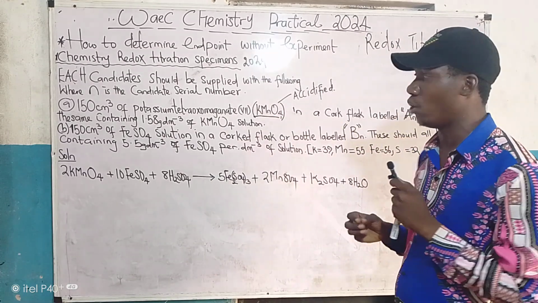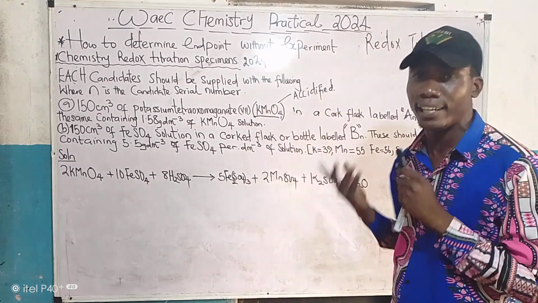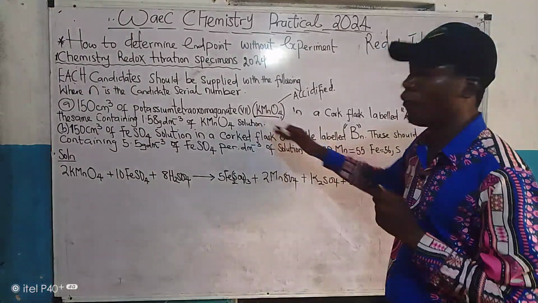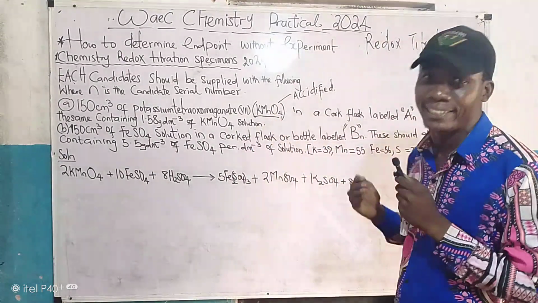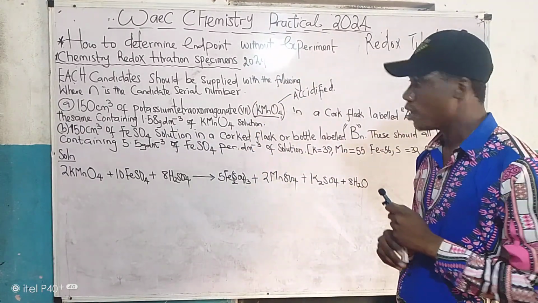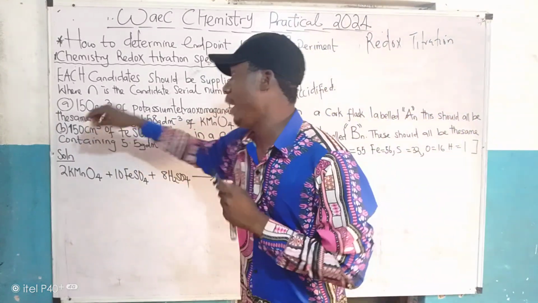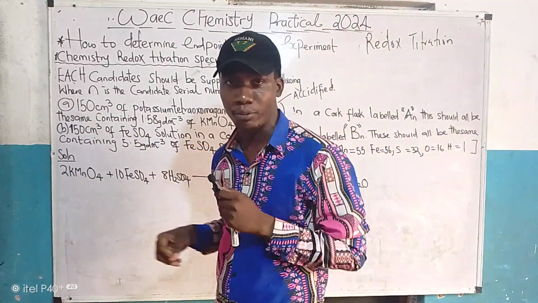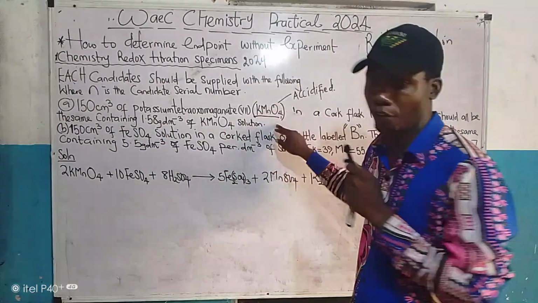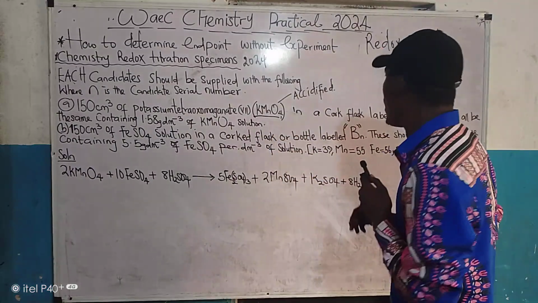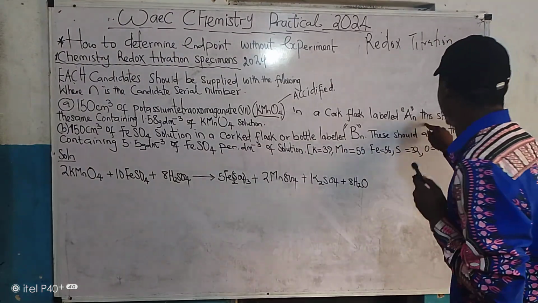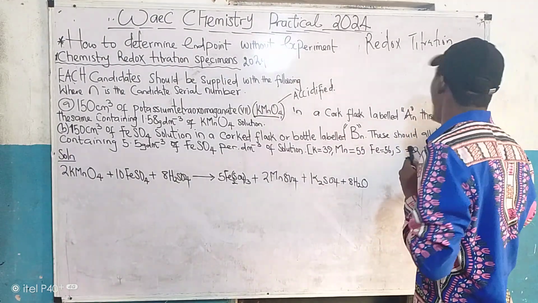In redox titration, we titrate an oxidizing agent with a reducing agent, of which your KMnO4 happens to be the oxidizing agent. So it's standing as the acid in your normal titration. So the teacher is to provide 150 cm³ in a cork flask containing KMnO4. Now, how should this KMnO4 be prepared?